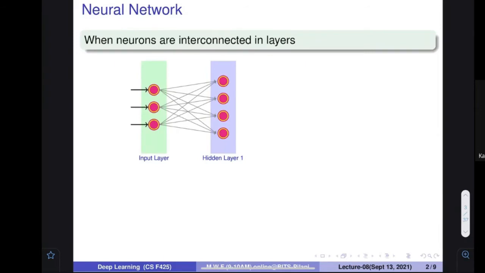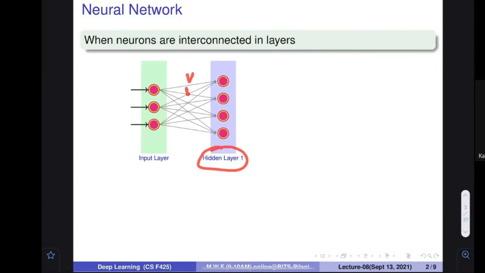This is hidden layer number one. The first layer is the input layer. Why am I going to call it the input layer? Because whenever I provide x1, x2, and x3, they are directly fed through over there, and we expect the output to be the same. So that's why it is an input layer. The first hidden layer is responsible for doing any kind of computation.